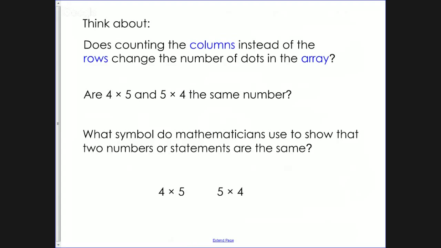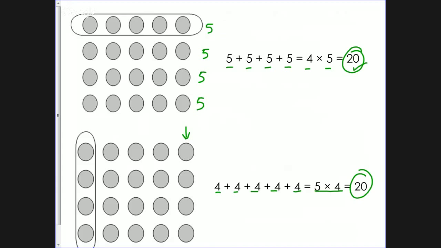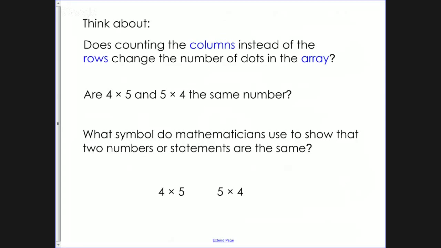So does counting the columns instead of the rows change the number of dots in the array? Well, looking on that last screen, it doesn't. 20 here and 20 here. So it doesn't matter which direction we go. 4 times 5 and 5 times 4 are the same number. So yes. What symbol do mathematicians use to show that two numbers or statements are the same? We use an equal sign to show that those two statements, 4 times 5 and 5 times 4, equal each other, which also means they equal the same answer.